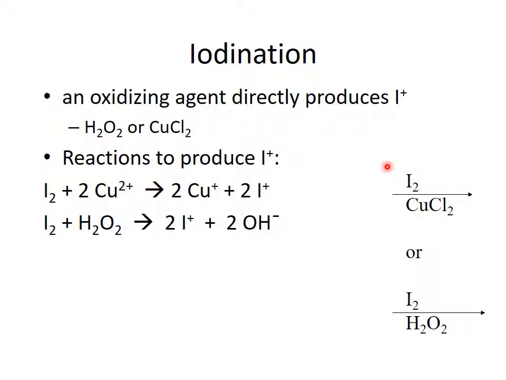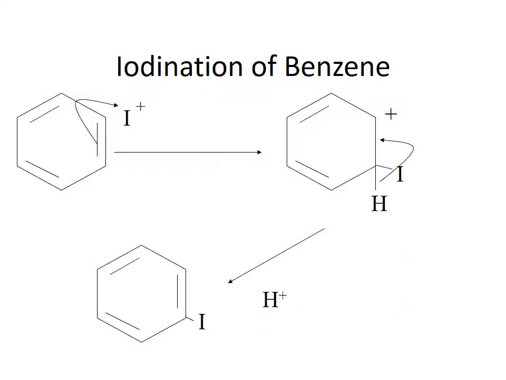a little bit. So either the conditions of iodine with copper 2 chloride or iodine with hydrogen peroxide will allow iodination to occur. You can see that the iodine cation is the electrophile that adds to the ring, but in just the same way as the other mechanisms, what happens? The intermediate carbocation is stabilized by resonance with the remaining double bonds, and the hydrogen cation, or the proton, leaves in order to restore aromaticity.